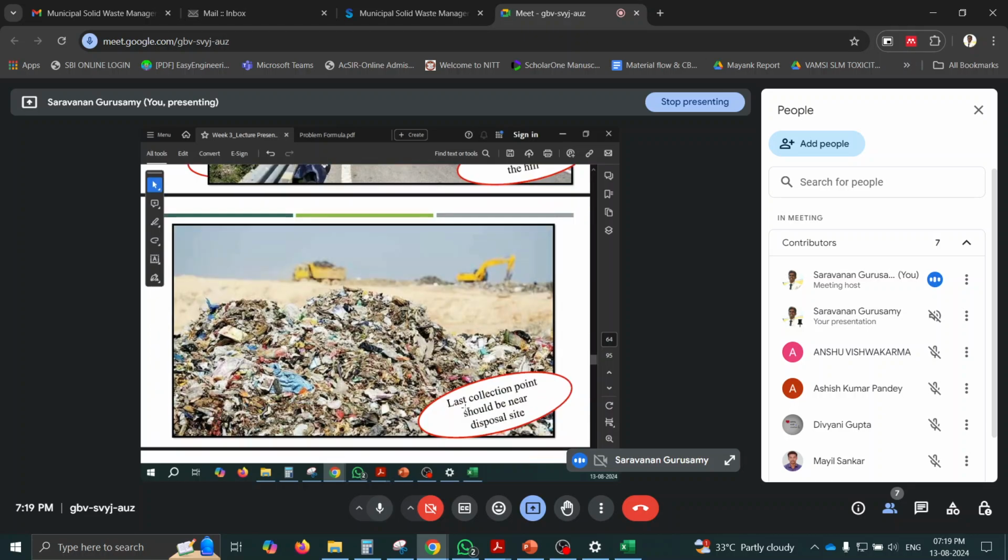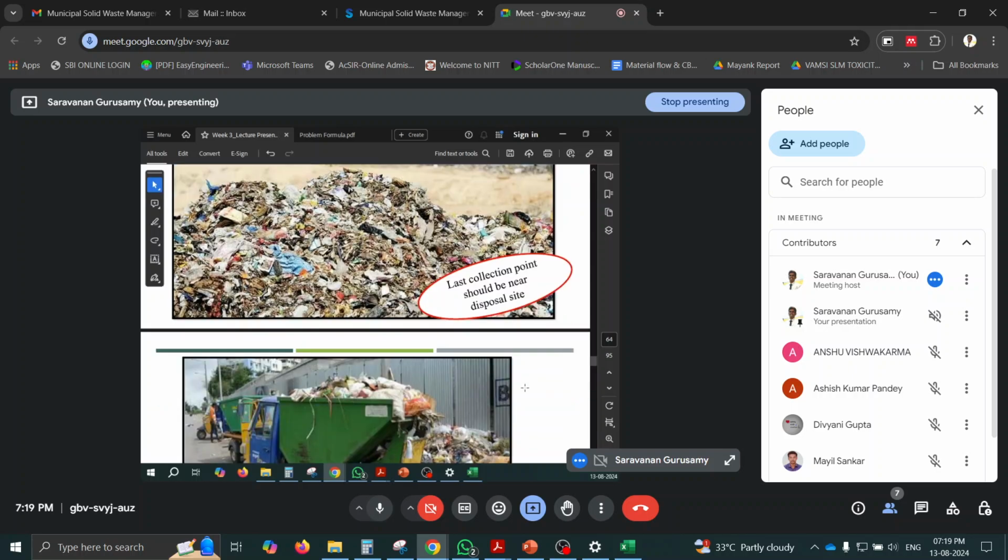So the last collection point should be near the disposal site. It is easier because if you collect from the last location, your vehicle will be full, and if it is near the disposal site, it is easy to go and dispose of the full container.